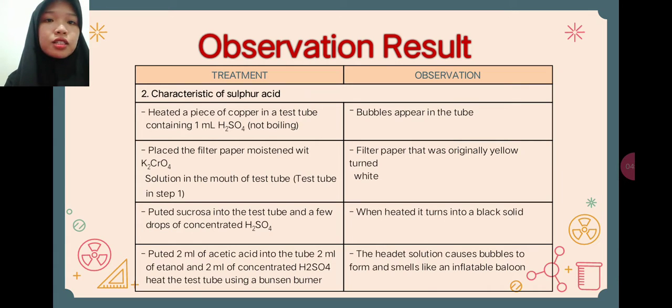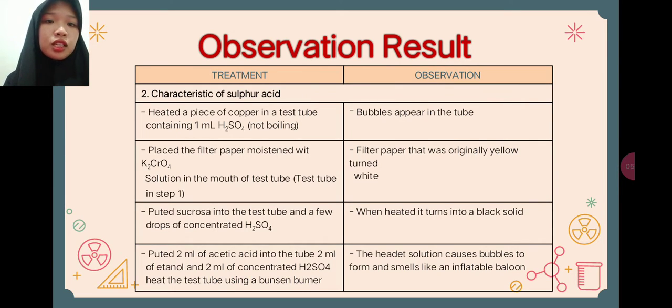Next, characteristic of sulfuric acid. Heated a piece of copper in a test tube containing 1 milliliter sulfuric acid, not boiling. The result is bubbles appear in the tube. Place the filter paper moistened with potassium chromate solution in the mouth of test tube in step 1. The result is filter paper that was originally yellow turned white.